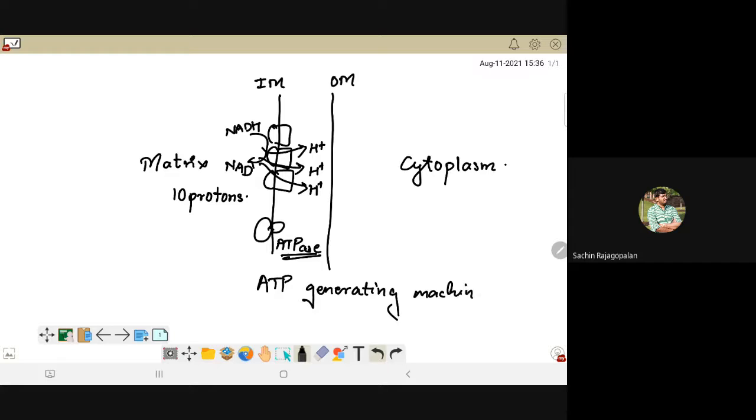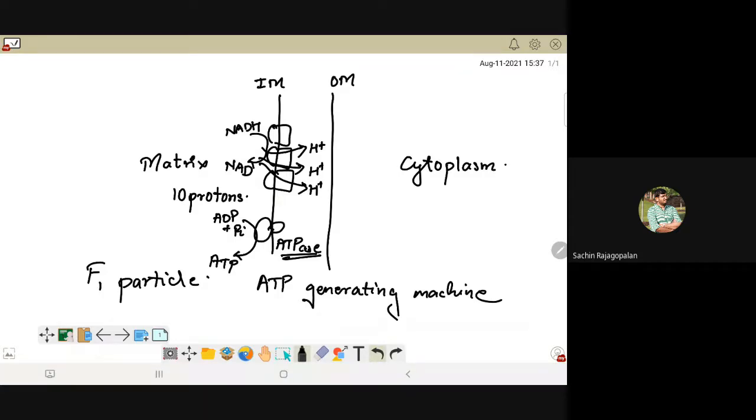These are the complex which you knew in lower classes by the name F1 particle. Do you remember this name, F1 particle? Yes, sir. So this particular complex, what it does is, it is going to add a phosphate group to ADP and generate ATP. Now, how does this happen?